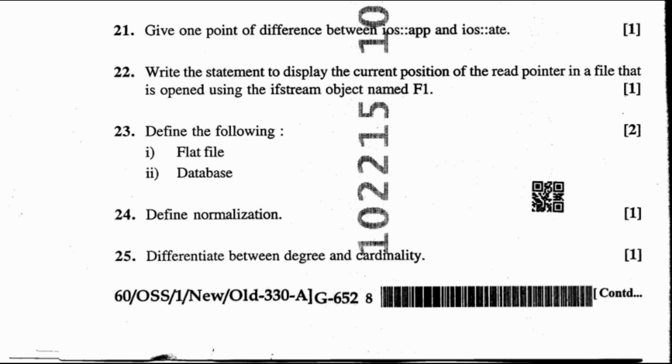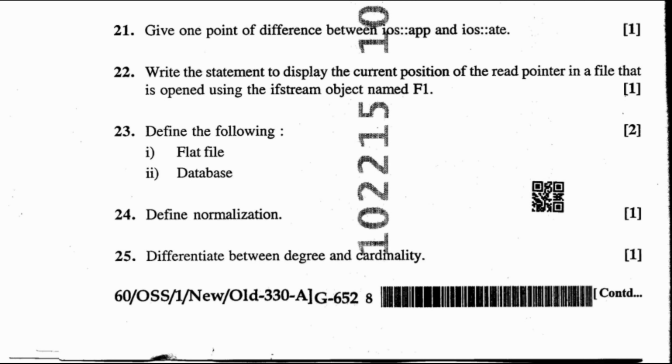Question 22. Write the statement to display the current position of the read pointer in a file that is opened using the ifstream object name f1. Answer. f1.tellg() function.